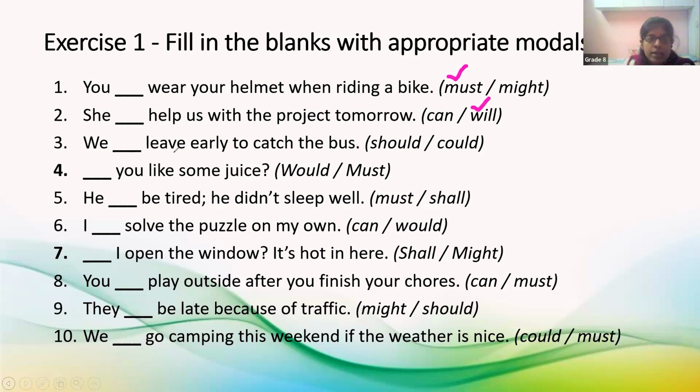We should leave early to catch the bus. Who said that? Me, Ayushman. Well done, Ayushman. I didn't see you. Good job. We, what did you say? Should, right? Okay. Yes, ma'am.